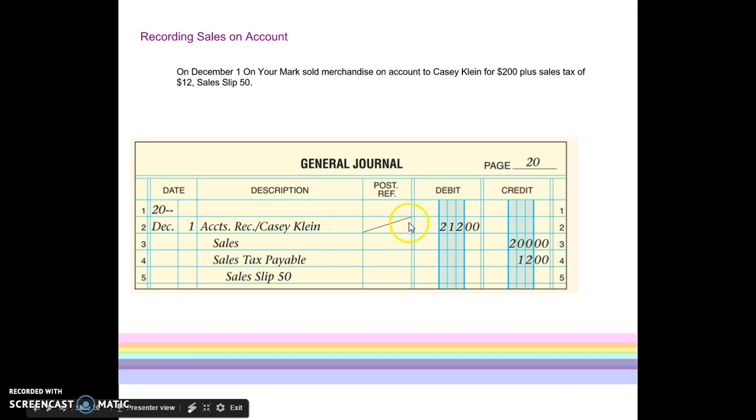The slash here in the post reference column is going to indicate that this number 212 has to be posted in 2 places. It's going to have to be posted in the accounts receivable controlling account and our subsidiary ledger account, Casey Klein.